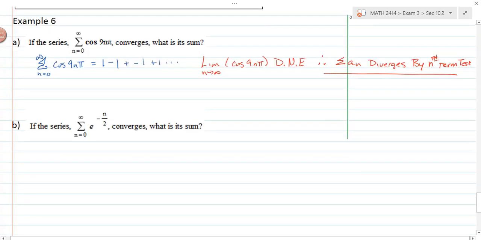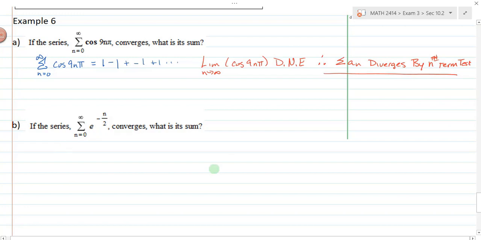In part B, we're given the series n equals 0 to infinity of e raised to the negative n over 2. If the series converges, we're asked to find the sum. The only two series that we're able to find the sum for are the telescoping series and the geometric series. So if this does not diverge, then I need to either rewrite this as a telescoping or a geometric series in order to find the sum.